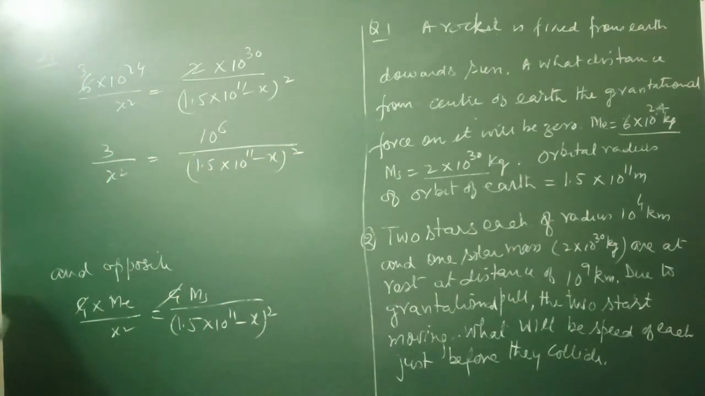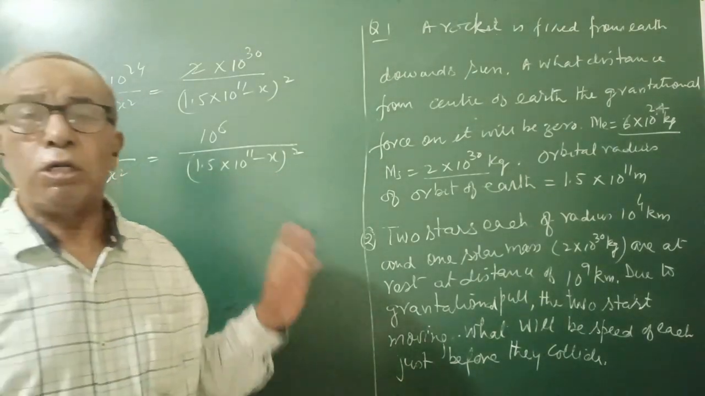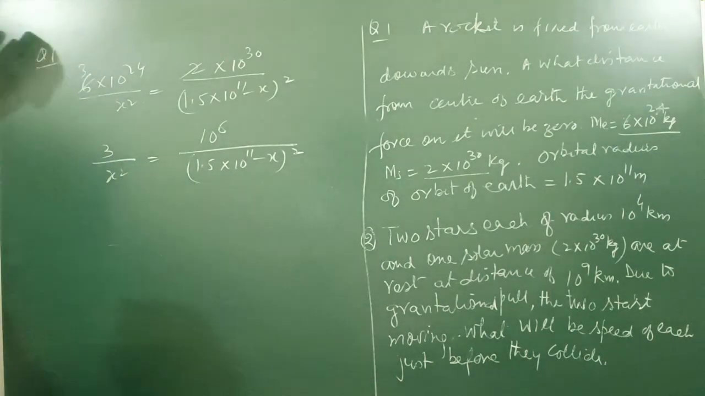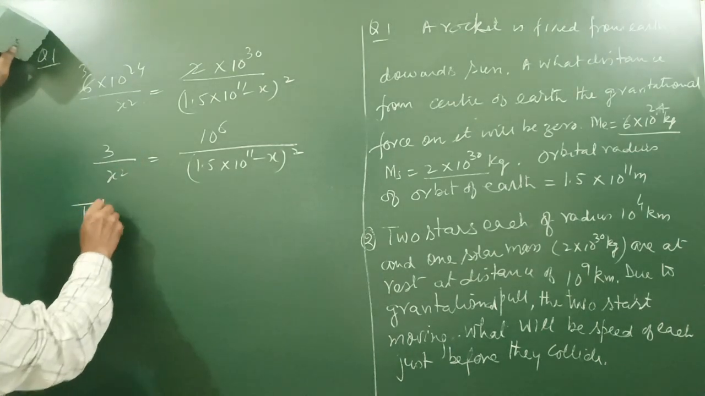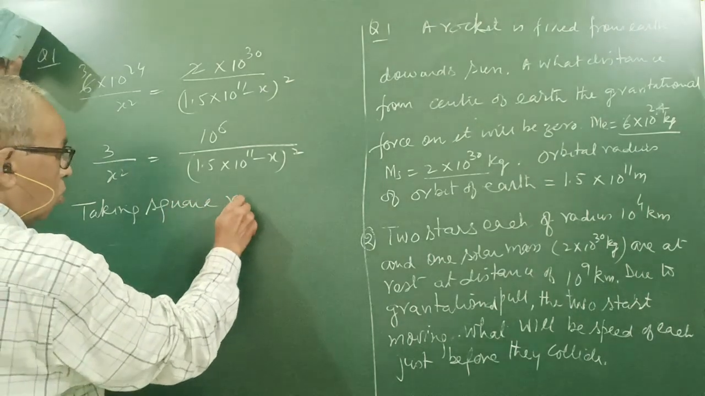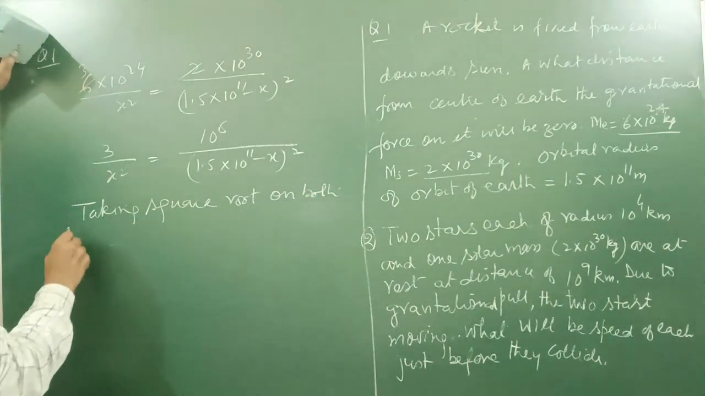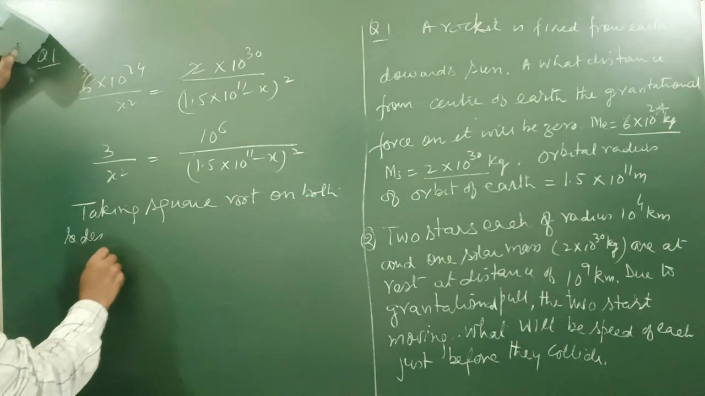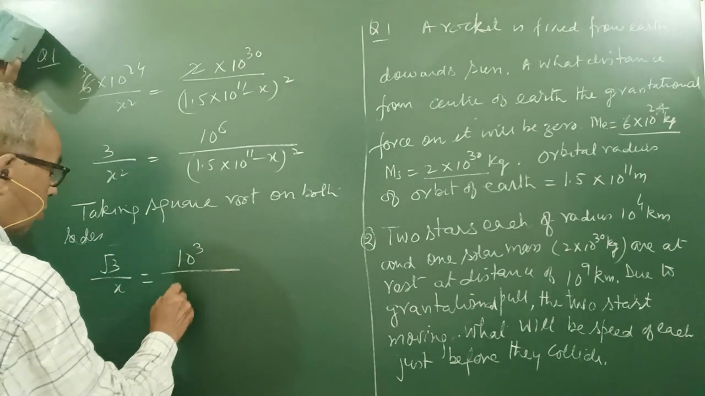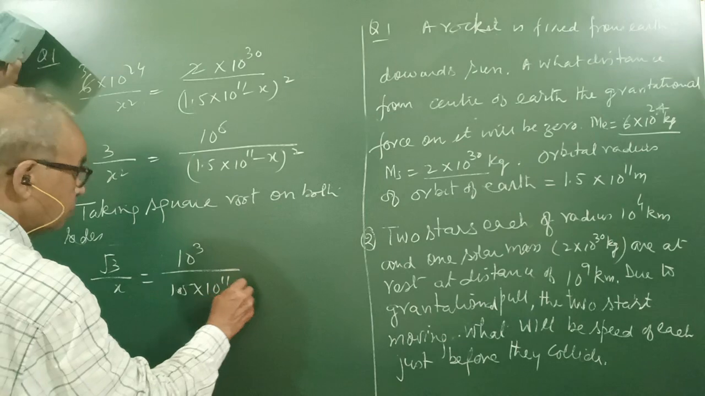Generally, what do students do? They start opening the whole square. To avoid opening the whole square, what you can do is take a square root on both sides. Taking square root on both sides, you will get root 3 upon x equals 10 to the power 3 upon (1.5 into 10 to the power 11 minus x).